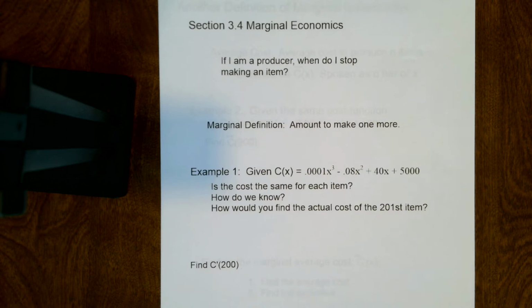What I first want to talk about is, if I'm a producer, and you see the question there, when do I stop making an item? And of course, that's when I would give that to the class, and we would come up hopefully with the idea that when the cost outweighs the revenue, or the cost is higher than the revenue that we're bringing in, which is very true. We don't want to be producing things that are going to cost us money. We want to make money making those items. So that's really what we're going to be looking at today. When do we stop making an item, or when does the cost become more than what we want to have?